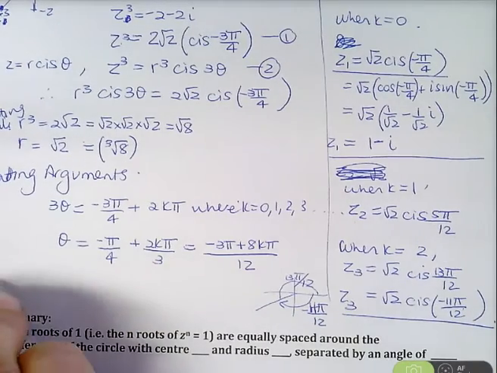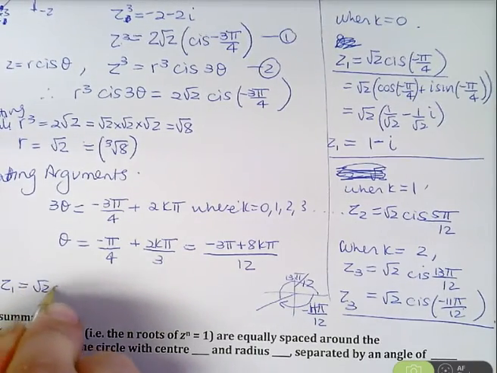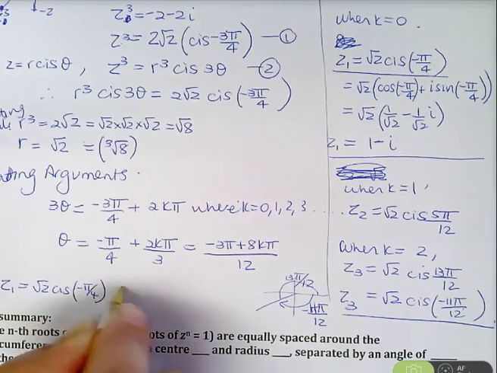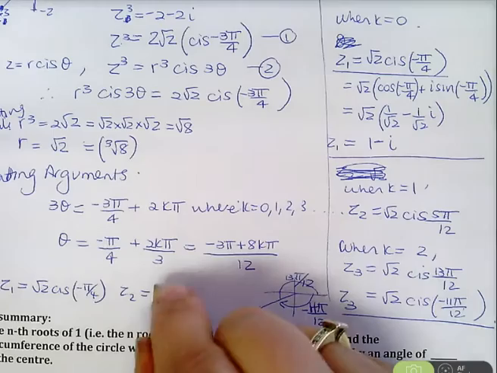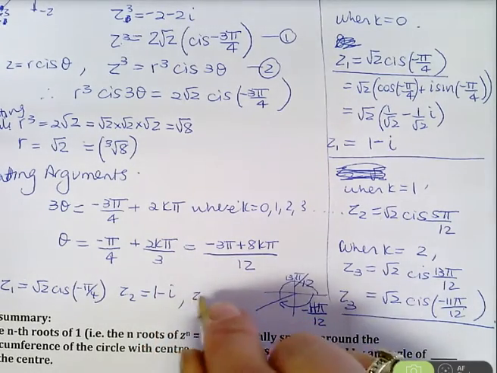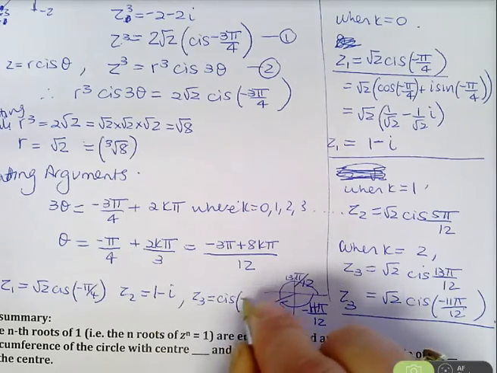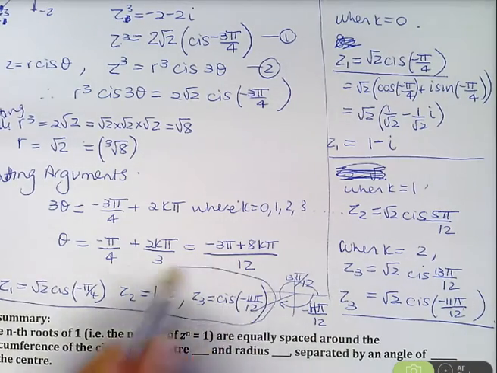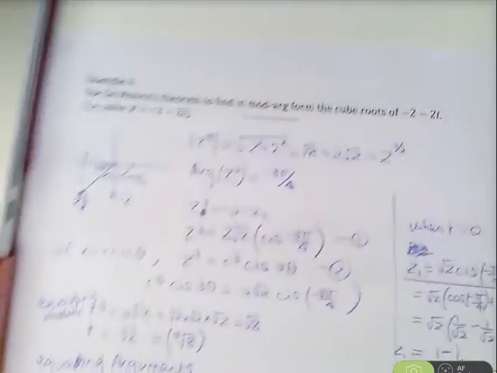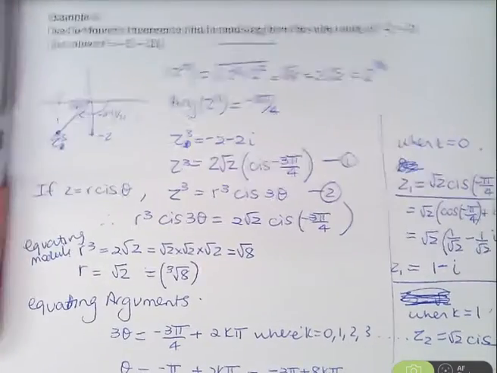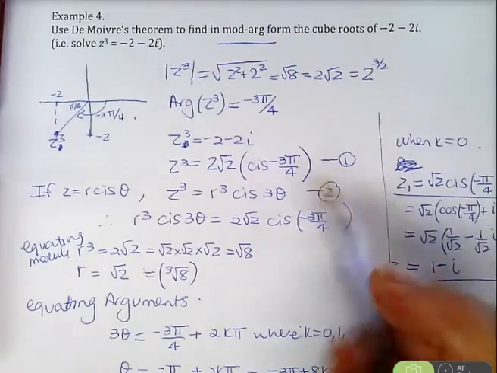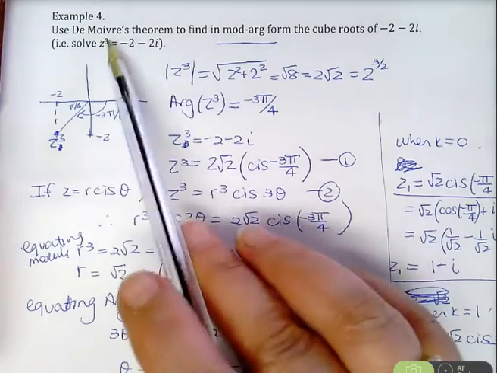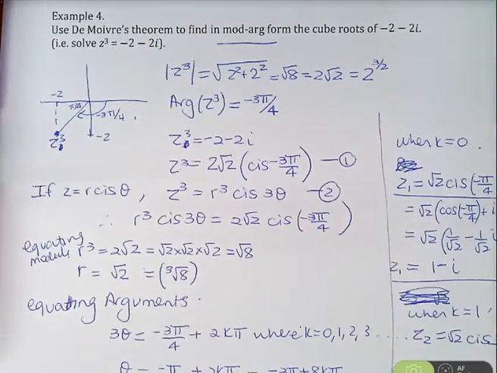So your 3 roots are Z1 is root 2 cis minus pi on 4, Z2 is 1 minus I, and Z3 is root 2 cis minus 11 pi on 12. Notice that these roots are not complex conjugates of each other. But notice we didn't do cube roots of unity or fifth roots of unity or sixth roots of negative 64. We did the roots of a complex number, and we did not get that our roots were complex conjugates of each other.